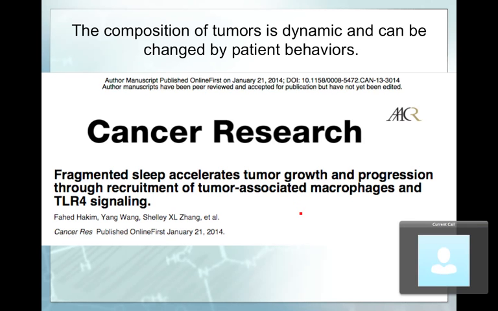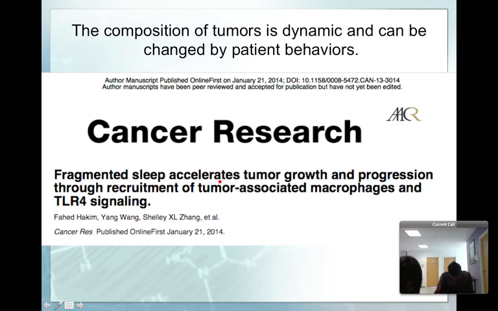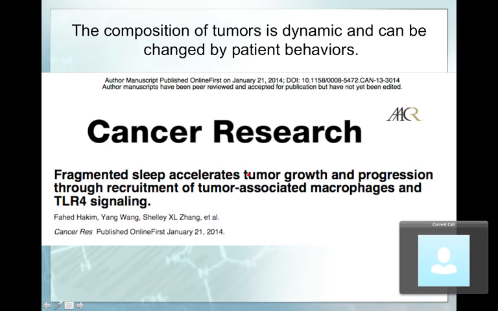Well, yeah. But here's an interesting one that shows you how the composition of a tumor is very dynamic, and that your behavior, even things that you don't really think about, can really influence stuff. Fragmented sleep. So that is people that slept only in little bits and woke up all the time. It actually accelerates tumor growth and progression because it alters the immune cells that are inside the tumor.